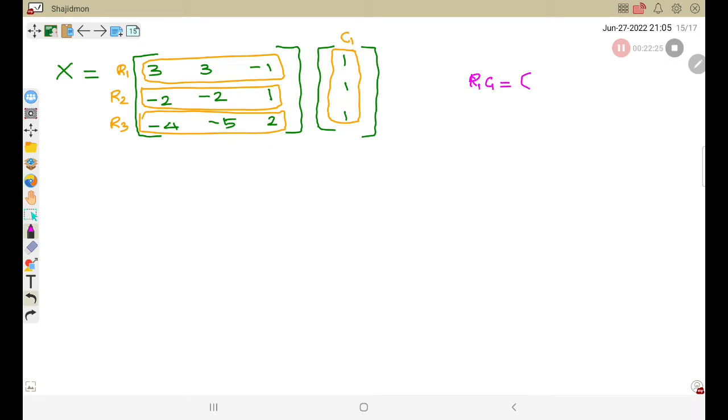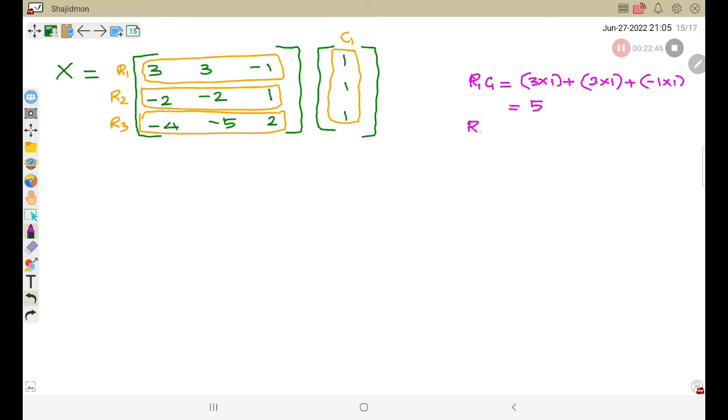First number with the first number, 3 multiply 1. Second number with the second number, 3 multiply 1. Third number with the third number, minus 1 multiply 1. Correct? So 3 multiply 1, 3. Again 3, 6, 6 minus 1, that is 5.